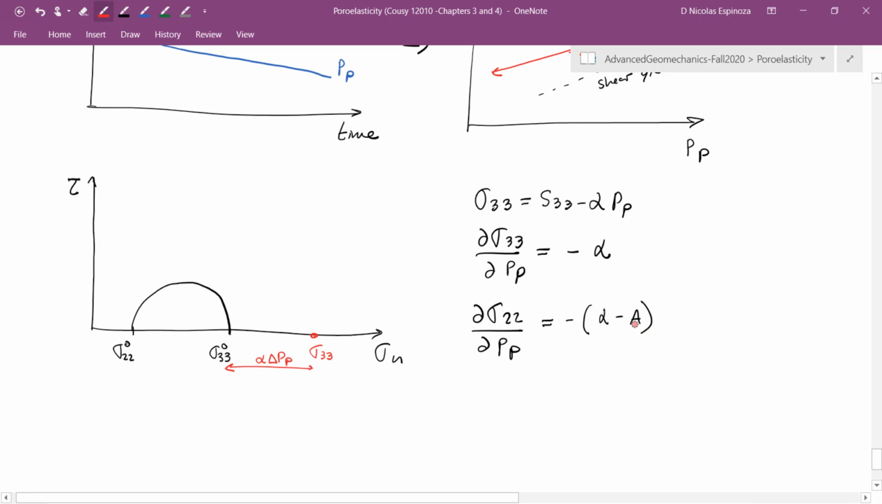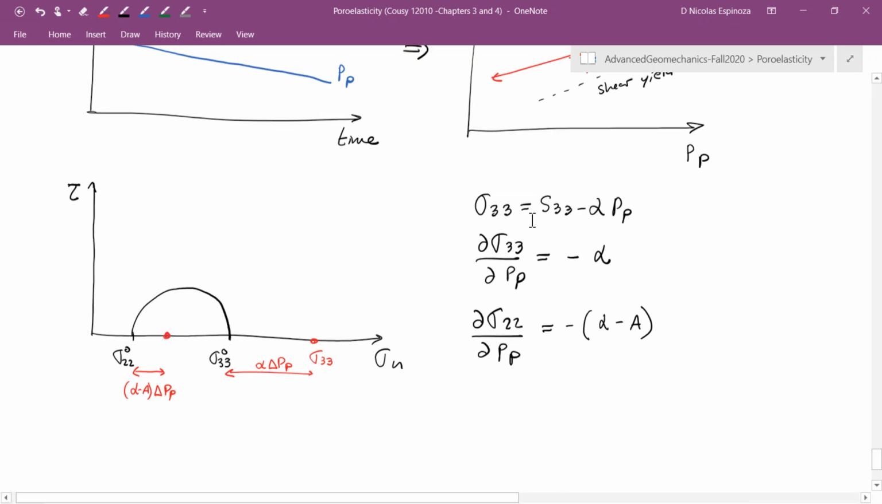Notice that alpha is going to be larger than A, so this is going to be an increase, and it's going to be an increase which is smaller than the one I had before. And this is going to be equal to, as we said before, the distance alpha minus A times delta pp. And the new point is going to be somewhere over here.